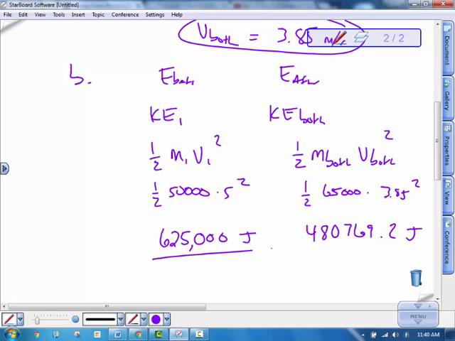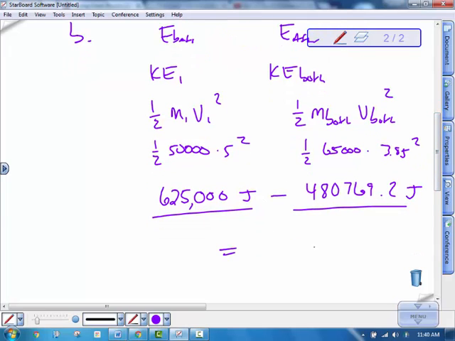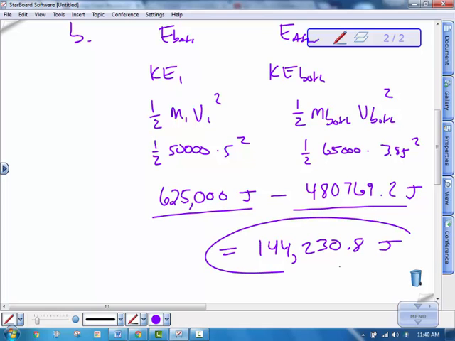And we can see the difference here. Originally we had this much energy. After the collision we had this much energy. If we just do a simple subtraction, we get the energy lost, which is 144,230.8, we'll say, joules.